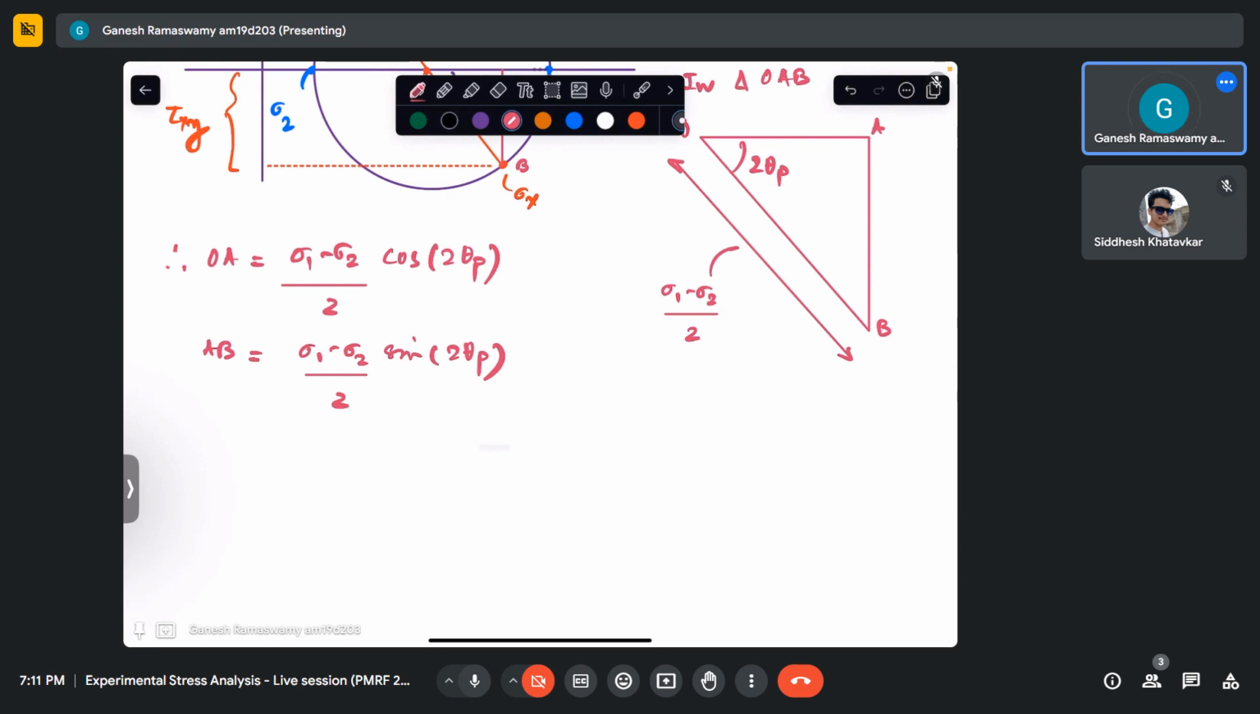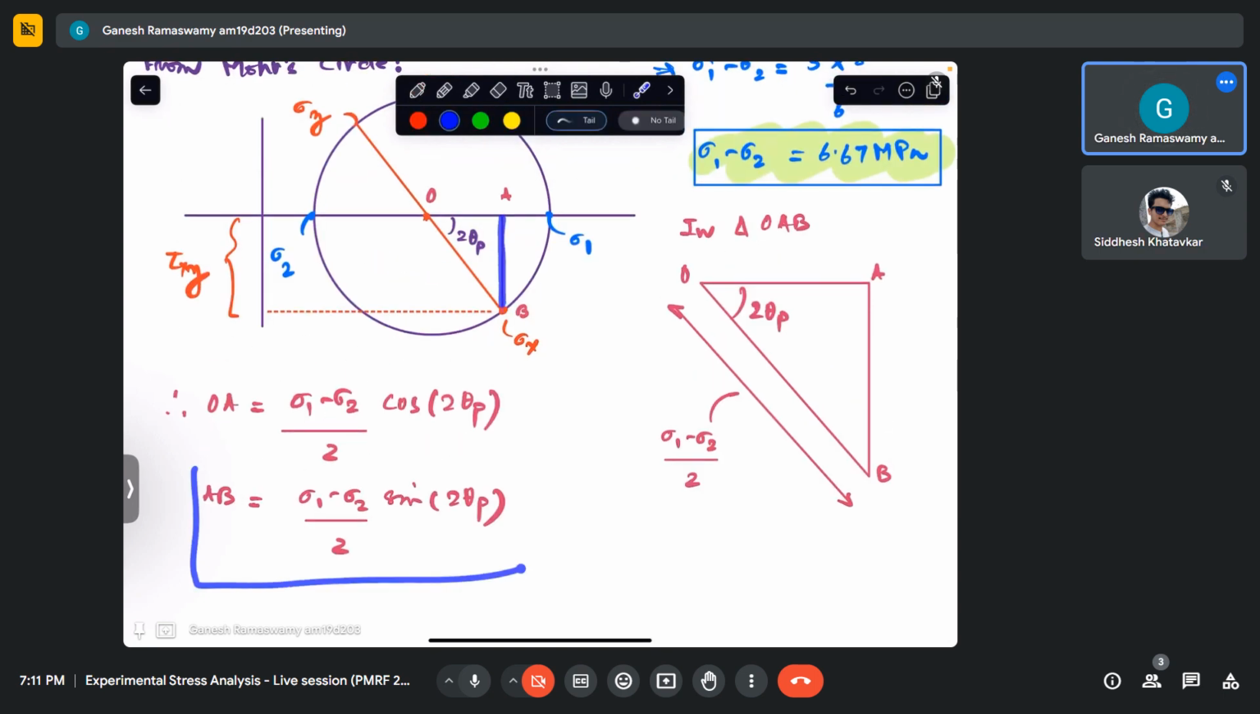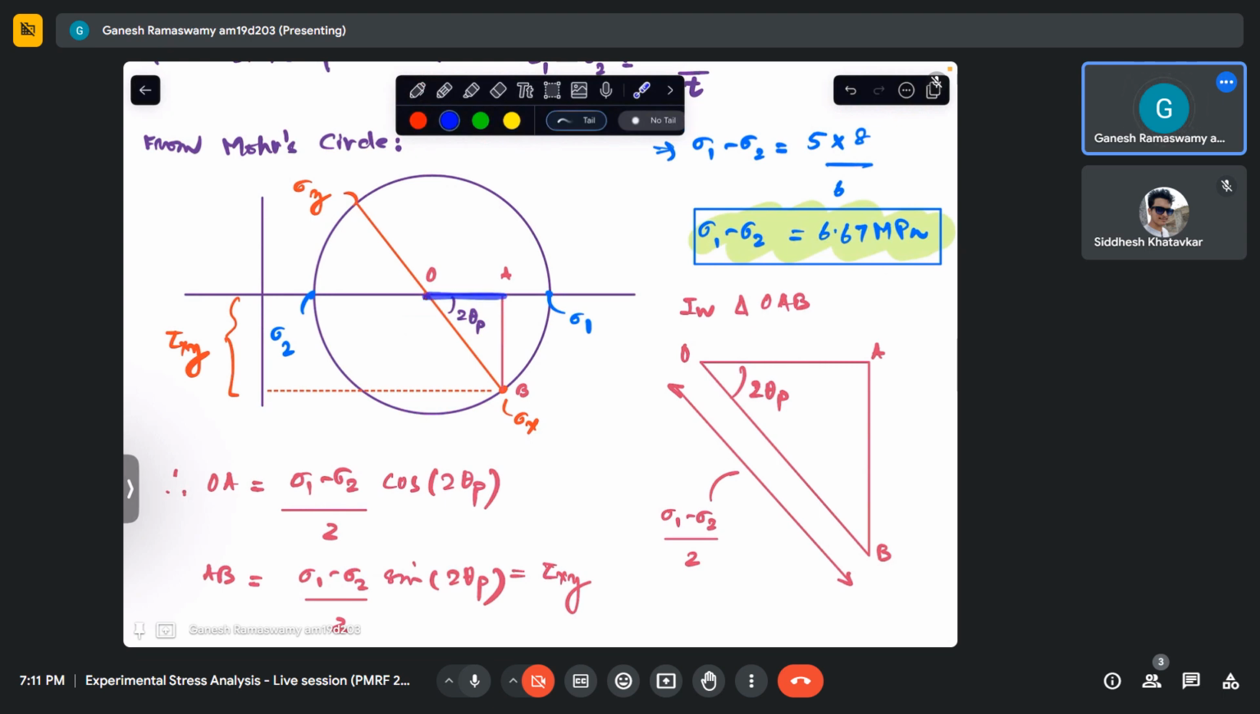Now we can see from here that this distance AB we can find out like that, and this is nothing but my tau xy. So this is my tau xy. Now what is this distance? If I extend it on this side also, what I would be seeing is that these two are similar, in fact congruent, triangles. That implies that this OA is actually half of this distance. And this green distance is nothing but sigma x minus sigma y. So half of that is sigma x minus sigma y by 2. So these things we have found out.